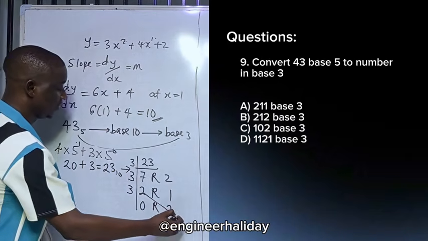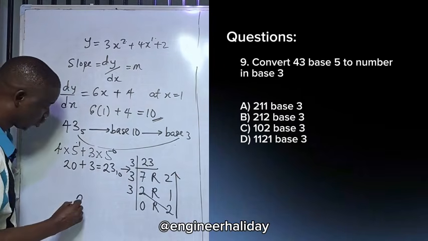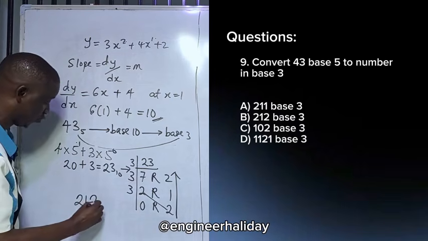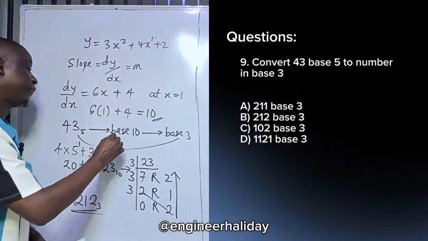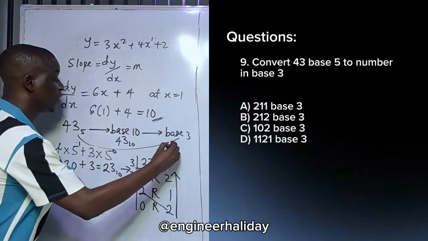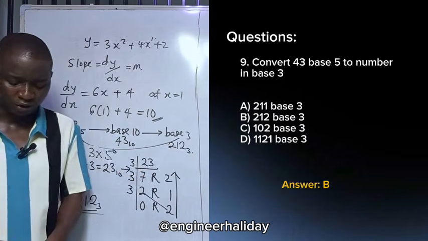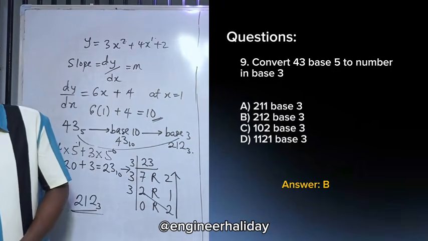Bring it to here. So you take it from down. So the answer will now be 2, 1, 2. You take it from down up for your answer. 2, 1, 2 in base 3. So that will be your answer. So this one is 43 in base 5, which is 23 in base 10. If you convert it, then this will be 212 in base 3. That will be your answer. So that means option B is our answer.